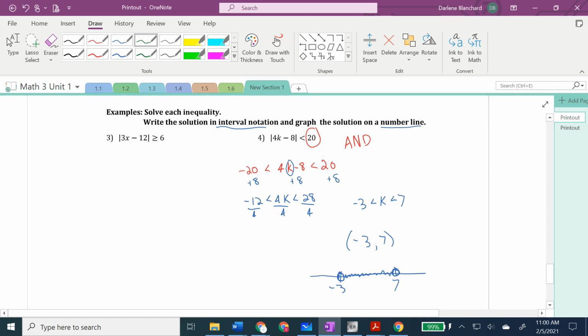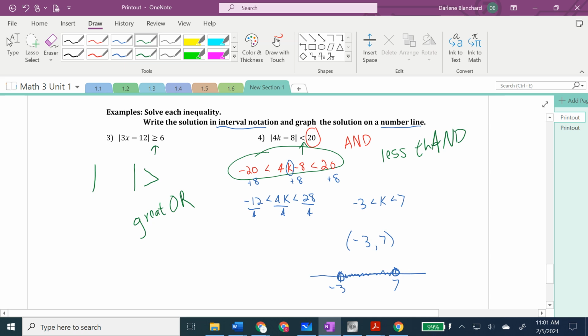There we go. Okay. If your absolute value is greater than the number like this is, it is greater, and you have your or situation where you have to set up two separate inequalities. Then right here, the absolute value is less than, and that's the and situation that's more easily done as this trio right here.